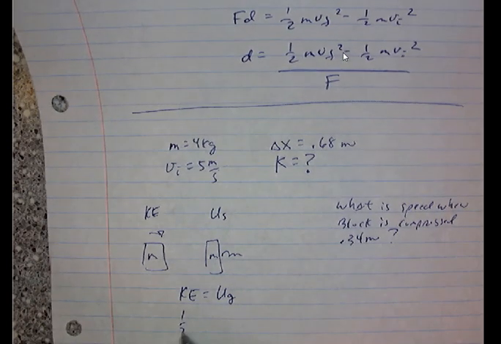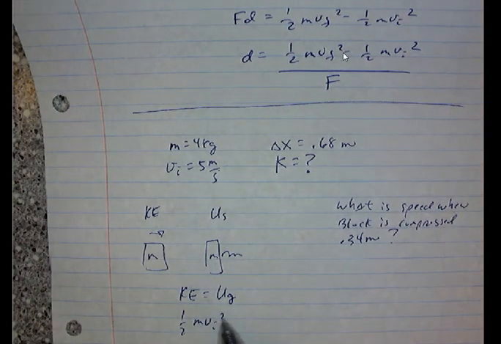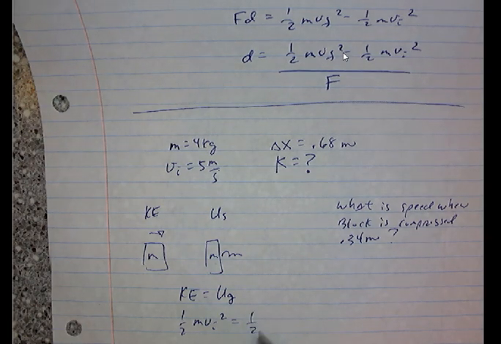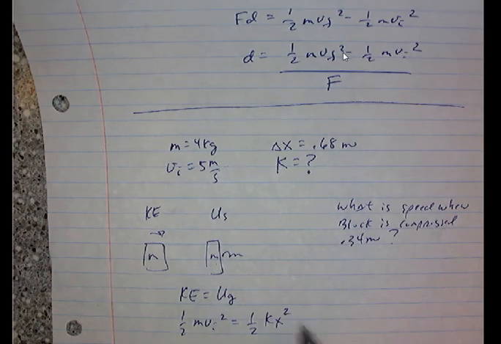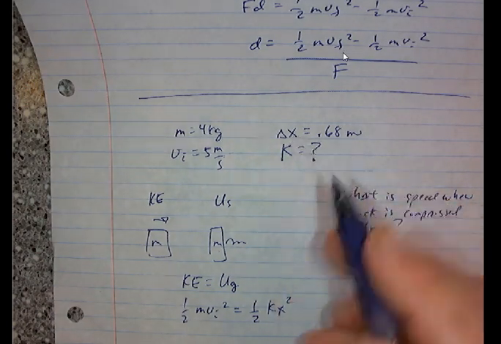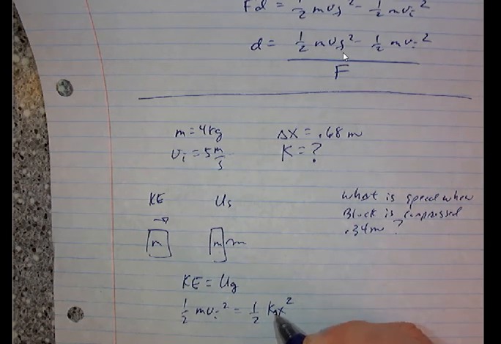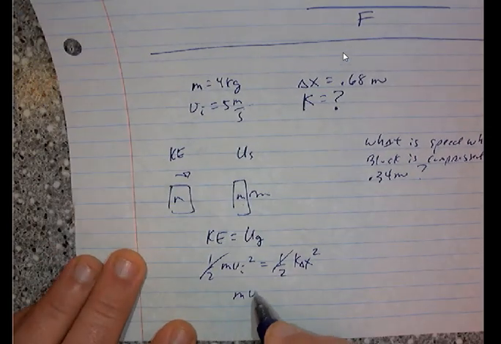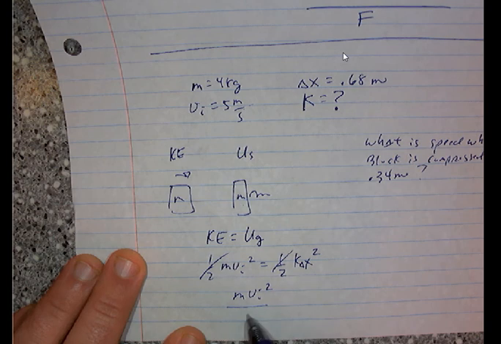So we've got 1/2 m v initial squared. That's the initial energy of the system. It's all kinetic. And then it becomes spring potential energy, 1/2 k x squared, and I call it delta x here. It's the same thing, delta x squared. Okay, so we could figure out the spring constant. The 1/2s cancel out. So we have m v initial squared divided by delta x squared. That will give us the spring constant.